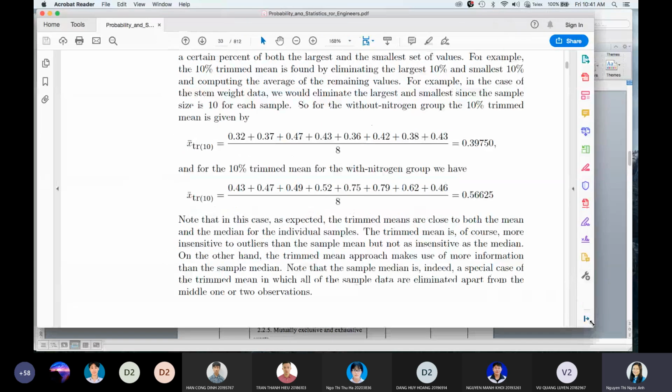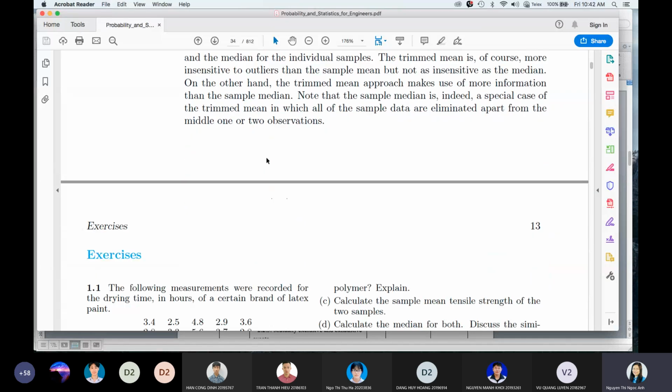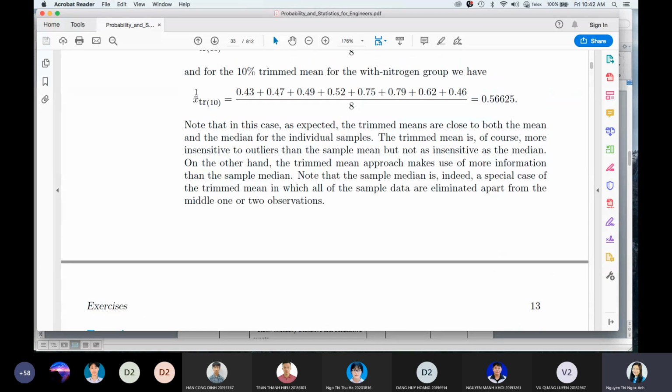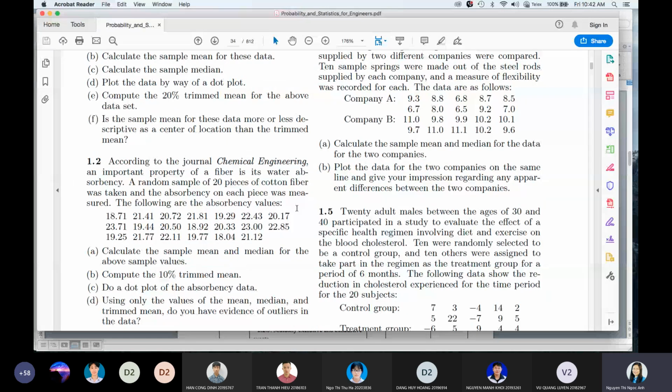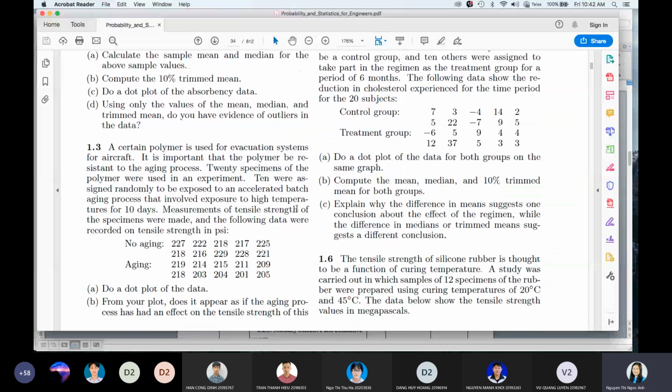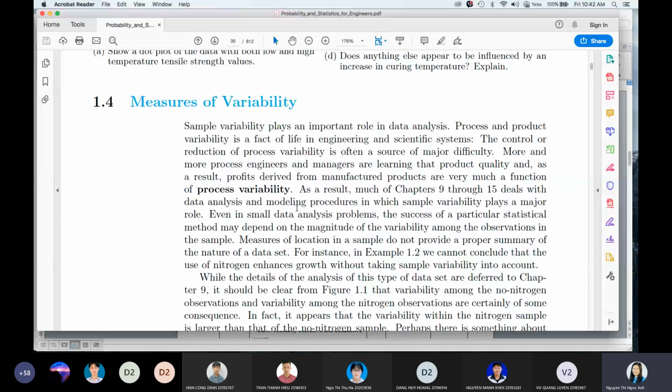Okay, now do you understand what the trimmed mean is? The 10% trimmed mean follows like this. Similarly, we can define a trimmed mean of 20% or 30%. Here's the exercise you work on at home: trimmed mean.